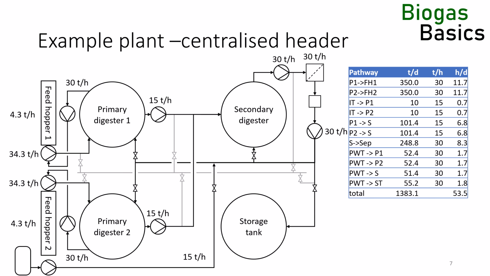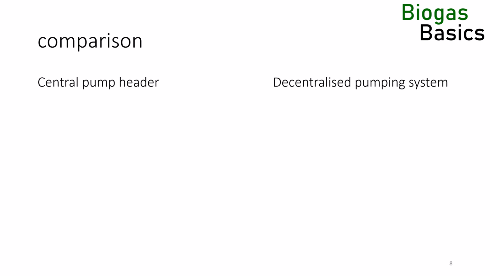For example, if a primary digester must be re-inoculated from the secondary or the other primary digester after a degrid. Just don't forget to flush the pipe with process water after use and keep one valve open to the process water system. Let's compare the 2 systems.